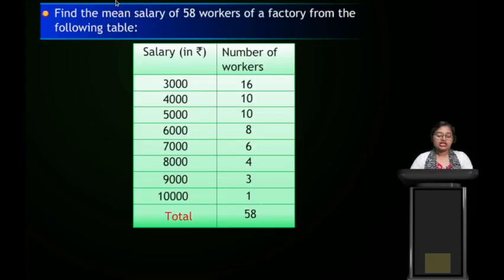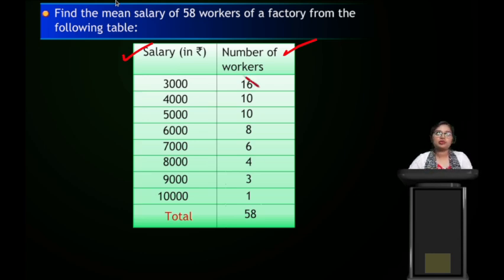So children, here you can see the salaries of 58 workers of a factory are given in the table. Now we have to find the mean salary. Find the mean salary of 58 workers of a factory from the following table. In this table there are two columns: the first column represents the salary and the second column represents the number of workers. That means these salaries are the observations, and the number of workers are the frequency here.